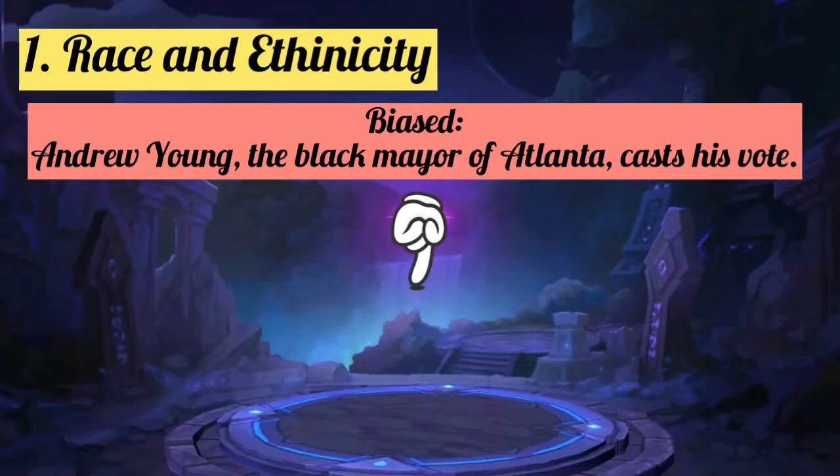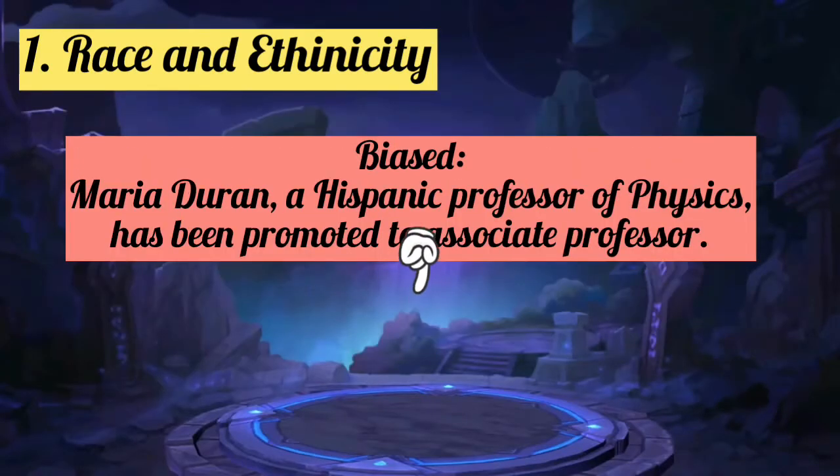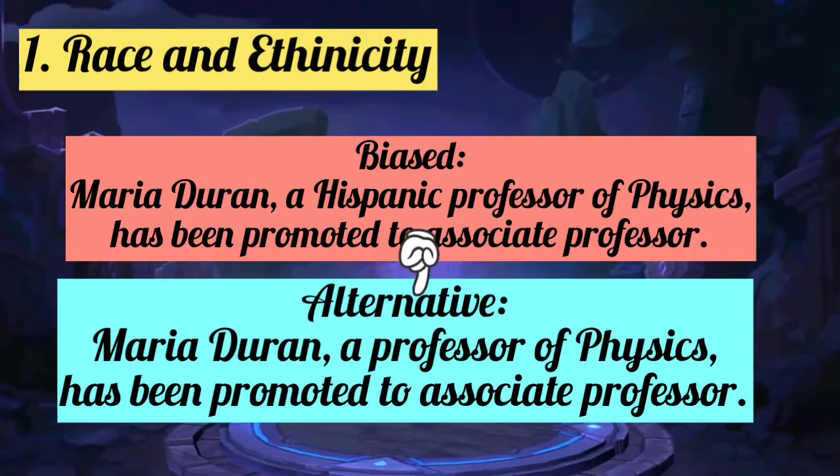You may remove the word black to avoid racism. You may just put Andrew Young, the mayor of Atlanta, cast his vote. Or another example, Maria Duran, a Hispanic professor of physics, has been promoted to associate professor. You may want to change it into Maria Duran, a professor of physics, has been promoted to associate professor.